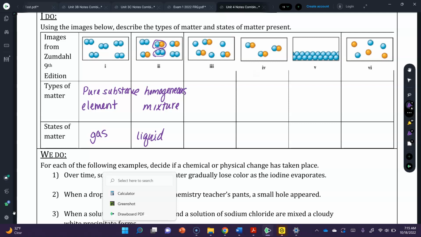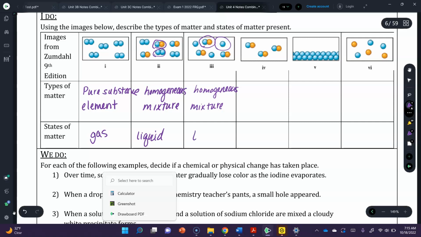Moving to the next one, we see we have a compound and an element. So again, we have a mixture, and I would say a homogeneous mixture again, though heterogeneous would work because we don't know how these are arranged at the large scale. We can also say, due to a slightly regular arrangement and close orientation, that this is probably a liquid, though you could also say gas for these.